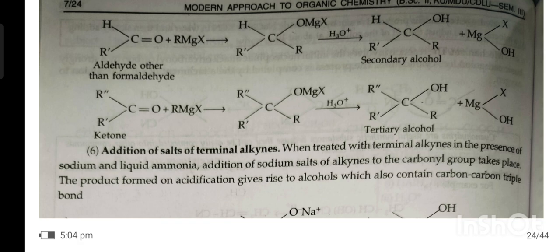Sixth, addition of salts of terminal alkynes. When treated with terminal alkynes in the presence of sodium or lithium aluminium hydride, addition of the sodium salt of the alkyne to the carbonyl group takes place. The product formed on acidification gives rise to an alcohol which also contains a carbon-carbon triple bond.